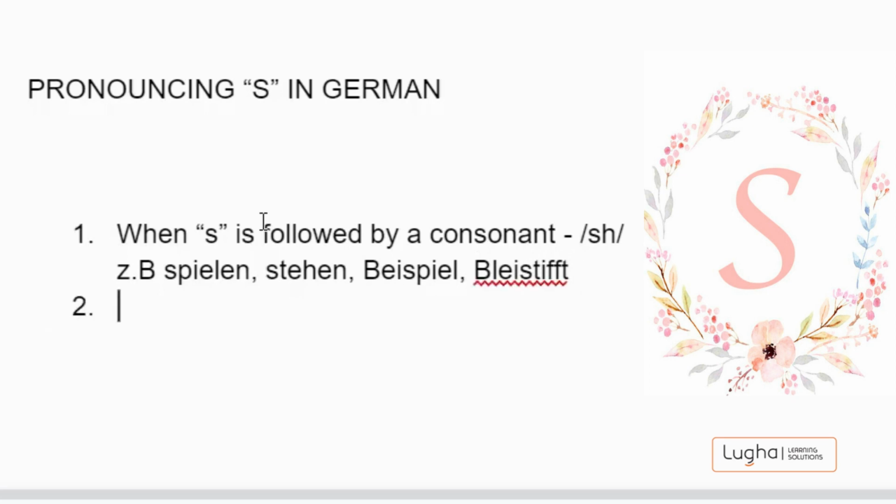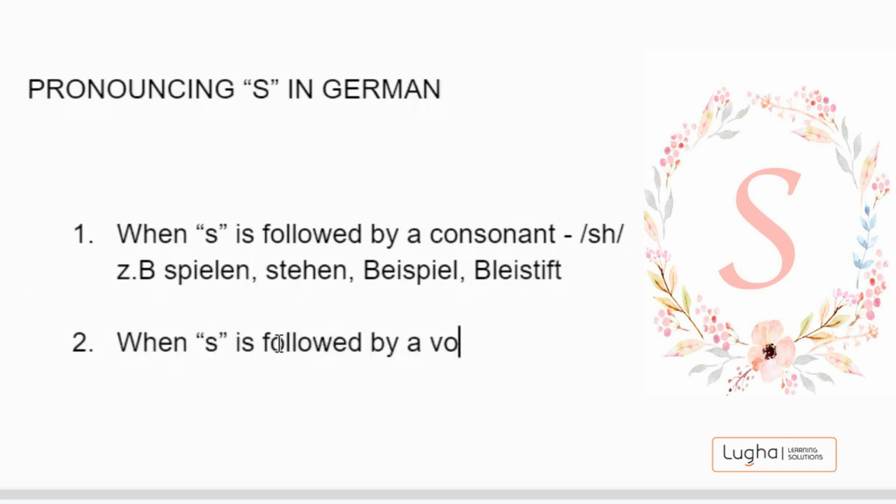Number 2, the second scenario, is when S is followed by a vowel. When S is followed by a vowel, then we pronounce it as Z. Not the German Z, because German Z, as we're going to see, or if you have watched the video on it, is something else. I'm saying sound Z, not letter Z. That is how we pronounce S when it's followed by a vowel.